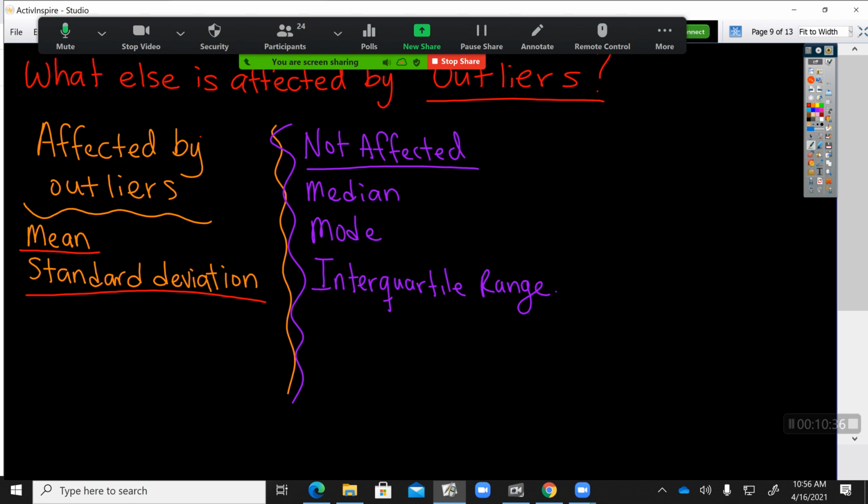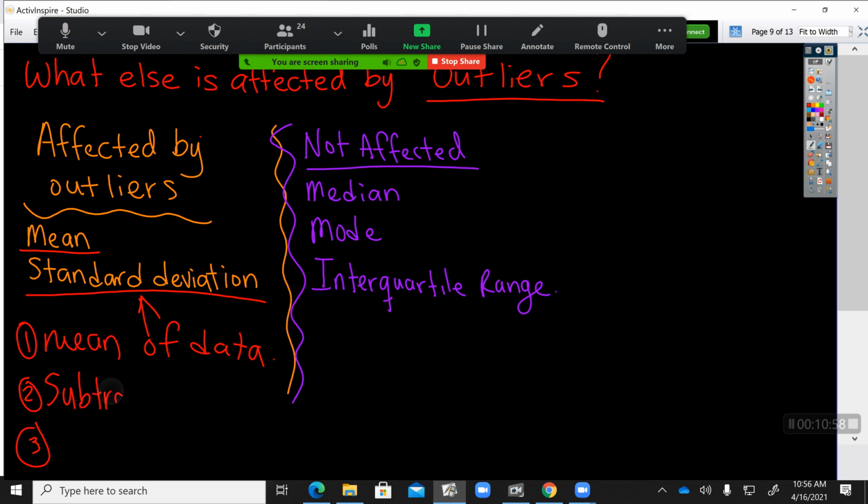Now, before I show you what's not affected, let me explain to you what standard deviation means. To find the standard deviation is 2 steps. First, oh, 3 steps actually. First, you find the mean of the data. So you add them all up and divide by how many you have. Once you do that, you subtract each value from the mean.